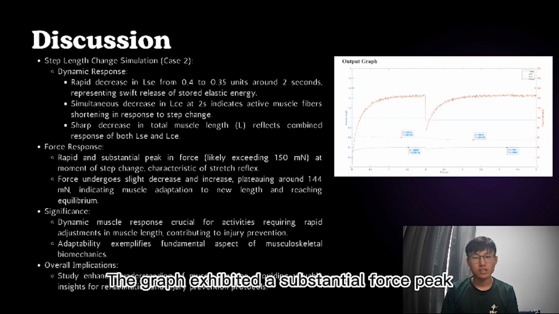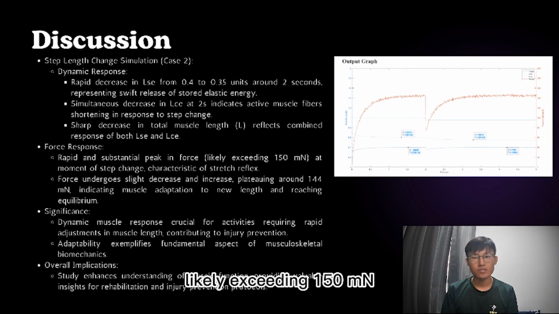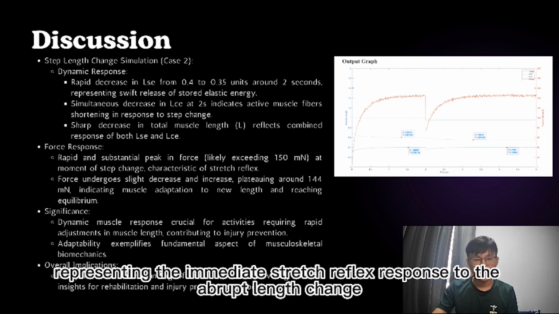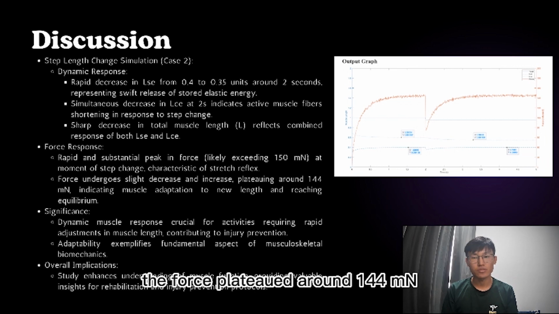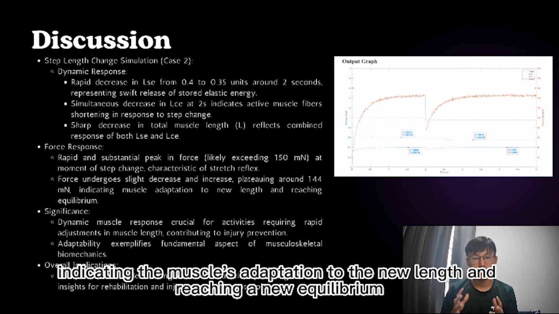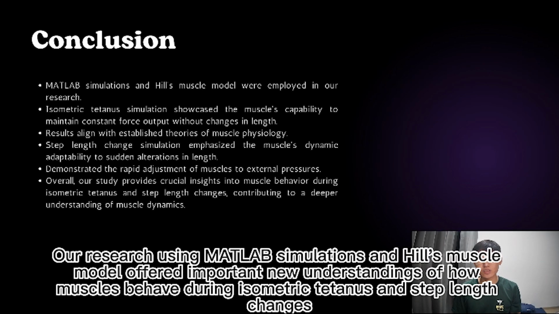The graph exhibited a substantial force peak, likely exceeding 150 mN, representing the immediate stretch response to the abrupt length change. Subsequently, the force plateaued around 144 mN, indicating the muscle's adaptation to the new length and reaching a new equilibrium. Our research using MATLAB simulations and Hill's muscle model offered important new understandings of how muscles behave during isometric tetanus and step length changes.